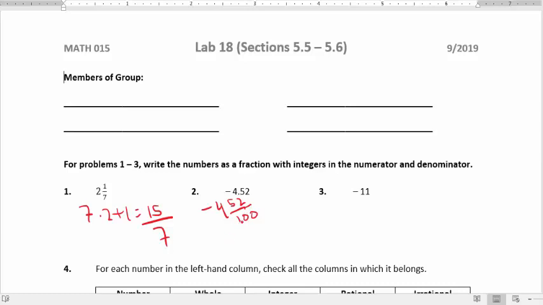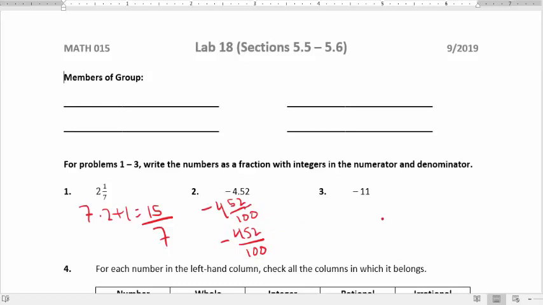But then what's going to happen with this? When you do the whole multiplying and adding thing, 100 times 4 is 400 plus 52 is 452 over 100, and then you just bring the negative sign down. So now you've written it as a fraction with integer numerator and denominator. Now, could this reduce? Yeah, it could, but you don't even necessarily have to reduce it. They're not telling you to. They're just saying write it as a fraction with integer numerator and denominator.